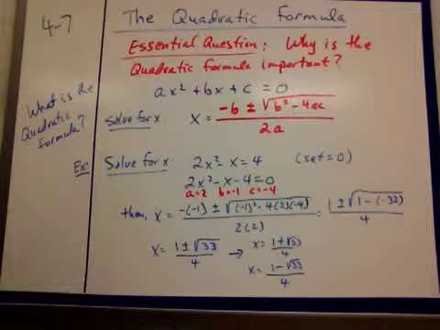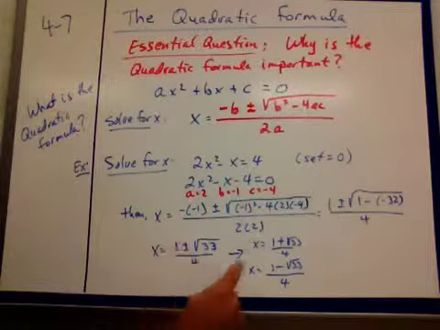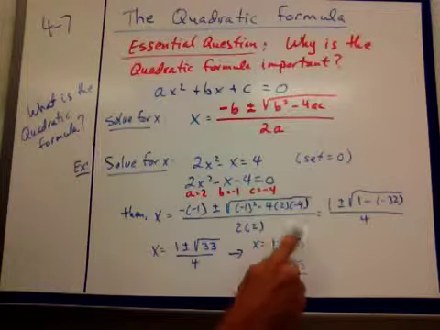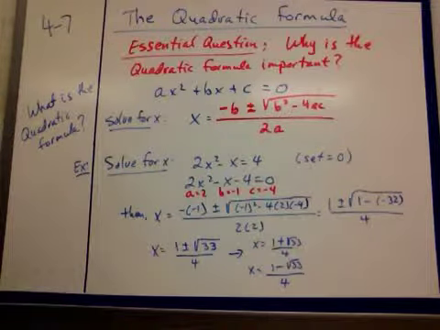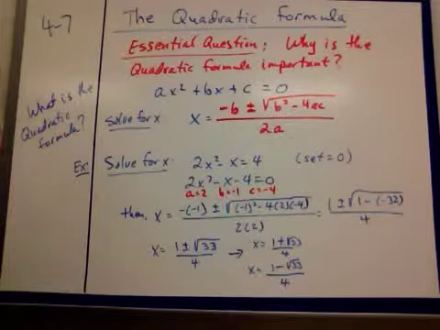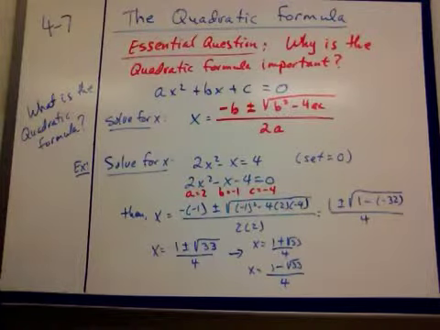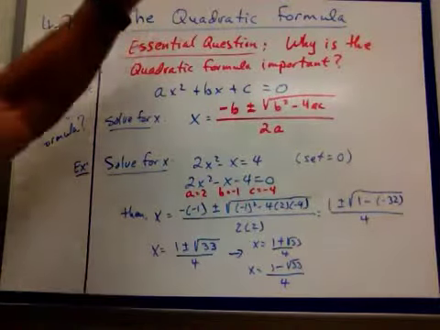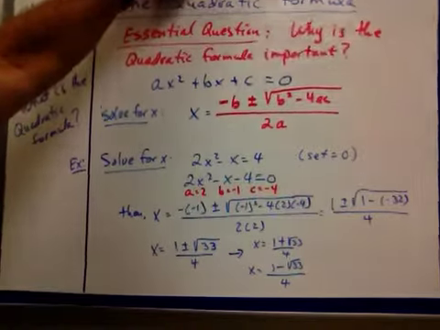And remember, I talked about this in the last section, plus or minus, that means x is 1 plus the square root of 33 over 4, and x equals 1 minus the square root of 33 over 4. It's both. You got two answers there. Okay? Let's take a look at another example.